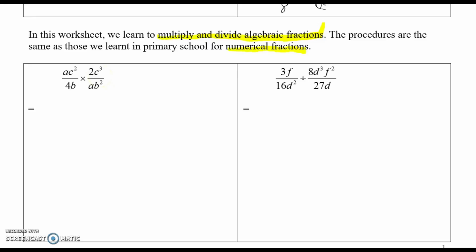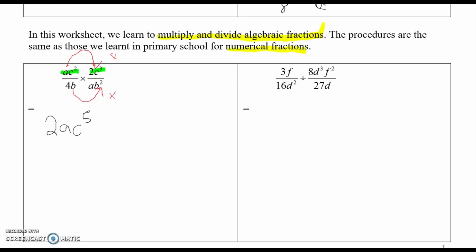Now, when we want to multiply these two algebraic fractions, using the same knowledge as previously, we need to multiply the numerator by the numerator and the denominator by the denominator. So, multiplying the numerator ac squared times 2c cubed, this will give us 2ac to the power 5.